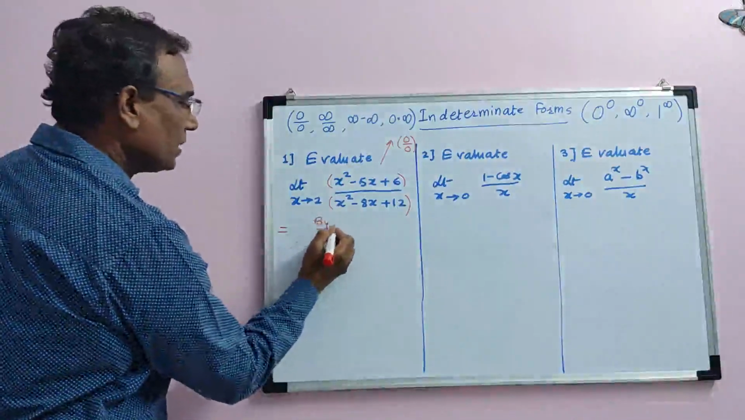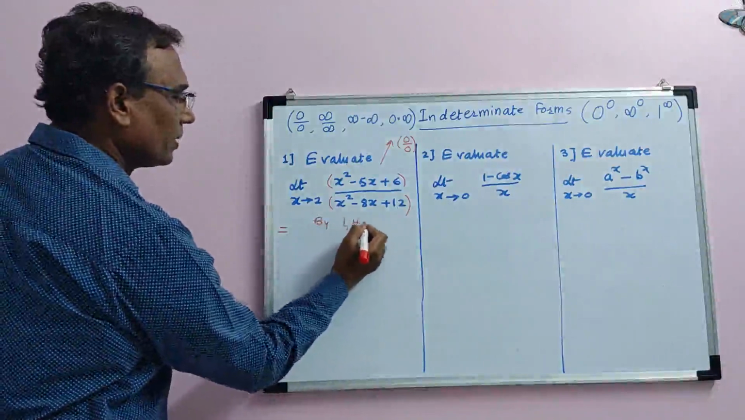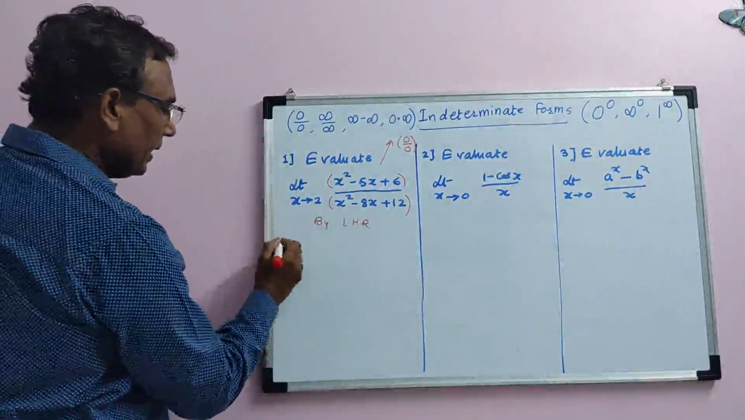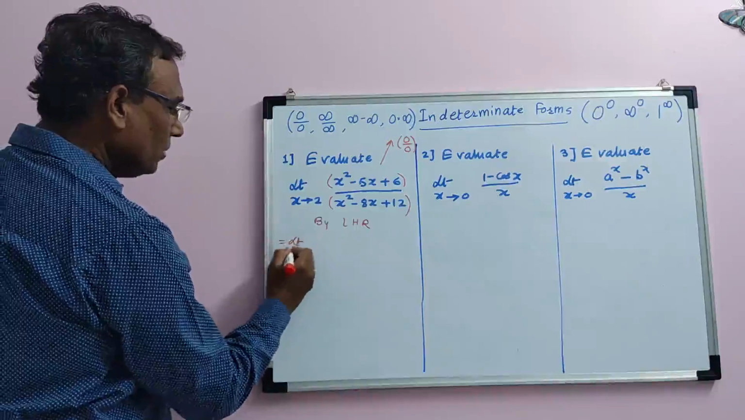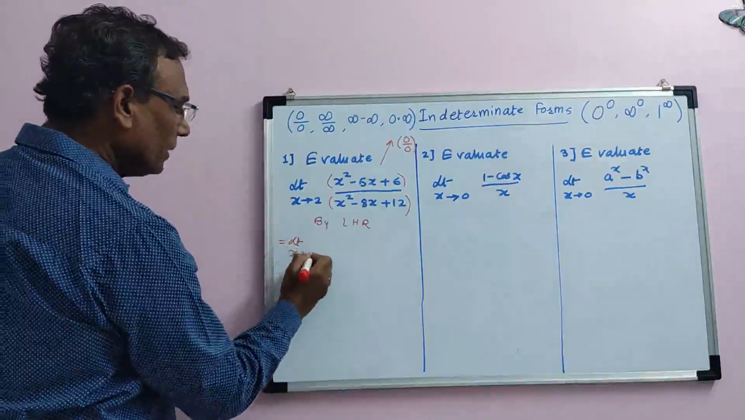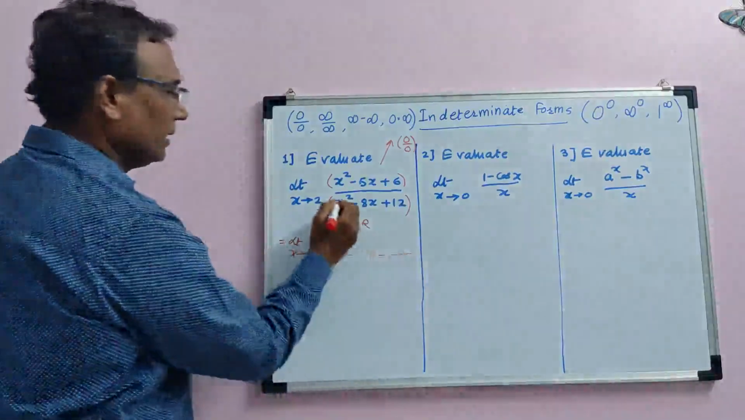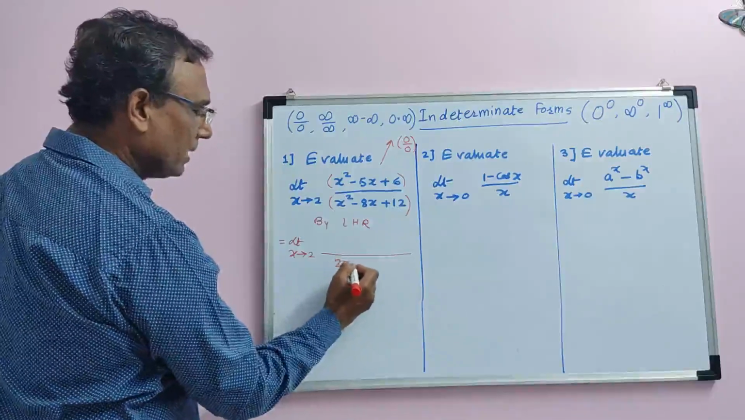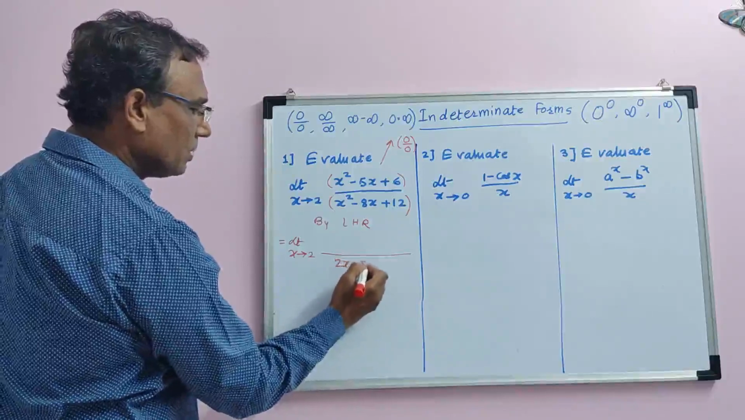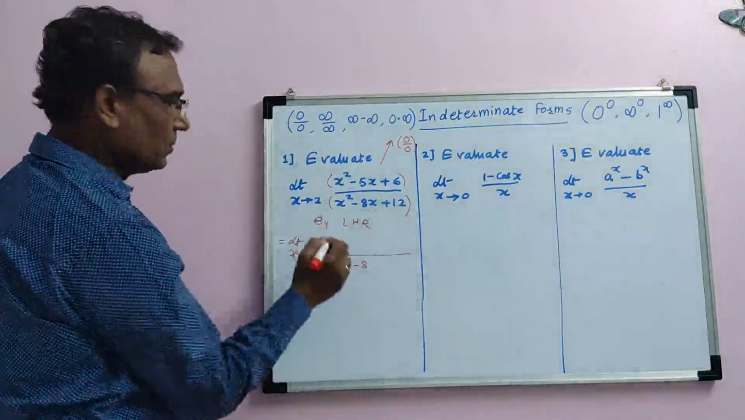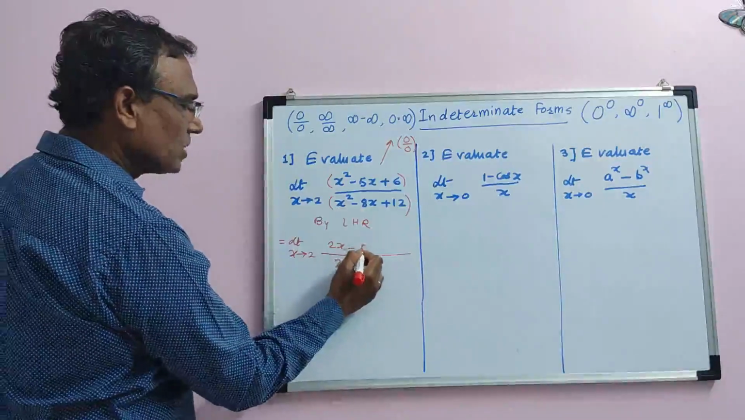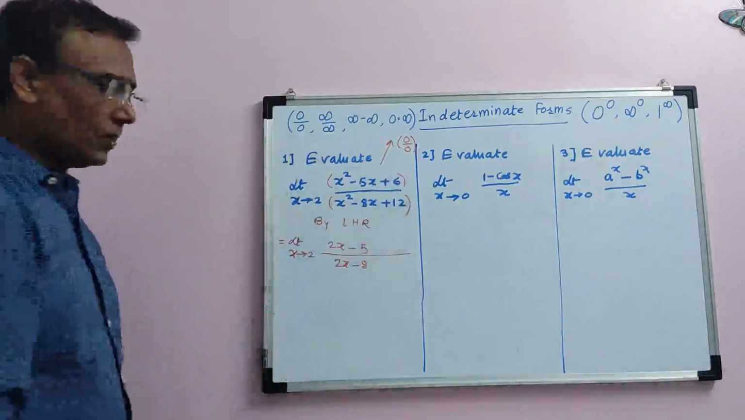Therefore, by L'Hospital rule. What do we do in L'Hospital rule? Take the derivative of numerator and denominator separately. What is the derivative of x square? 2x. The derivative of minus 8x is minus 8. The derivative of 12 is 0. The derivative of x square is 2x. The derivative of minus 5x is minus 5. The derivative of 6 is 0.